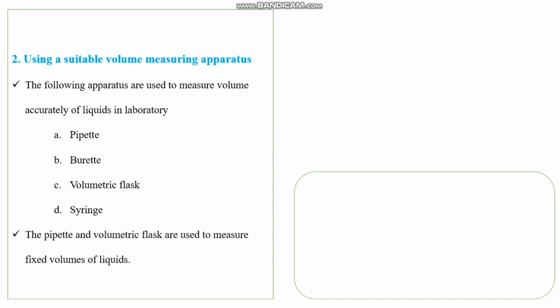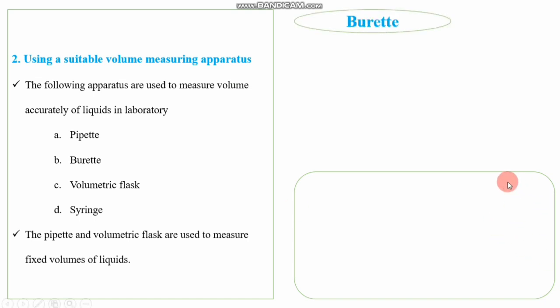Remember, we have different types of volumetric flasks. We have a volumetric flask marked 250, another one marked 500 cubic centimeters, and another one marked 1000 cubic centimeters. So we can only measure exactly 250, 500, or 1000 cubic centimeters. We cannot measure changing volumes with those two instruments, and the pipette only measures 25 cubic centimeters. But the burette and the syringe can be used to measure varying volumes of liquids.